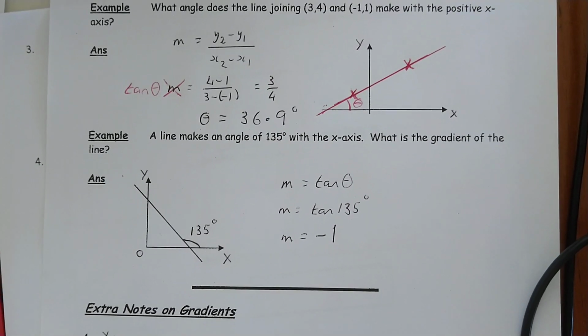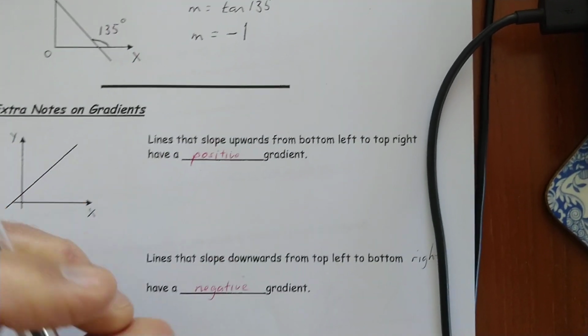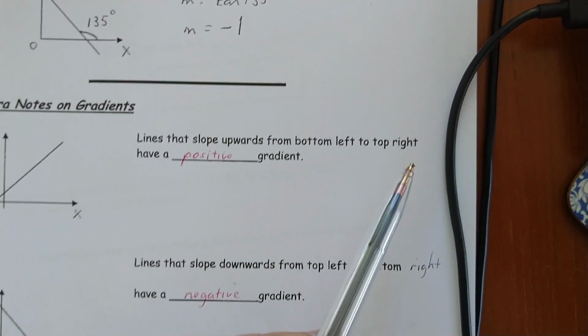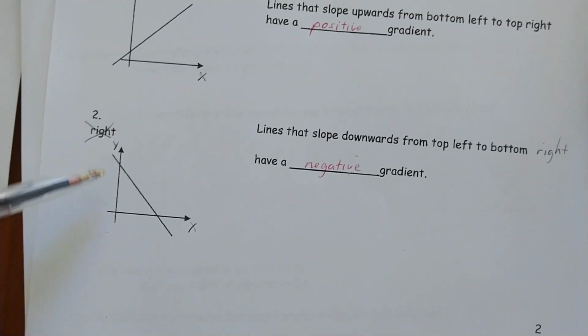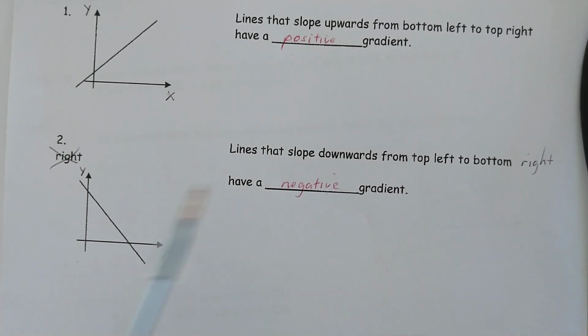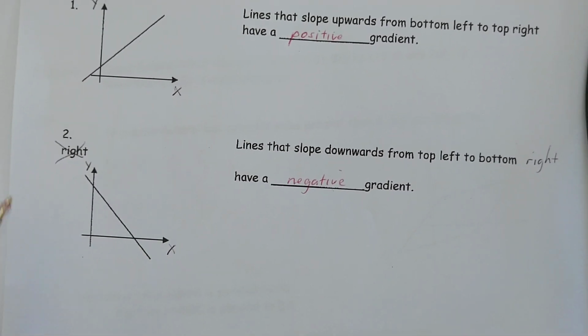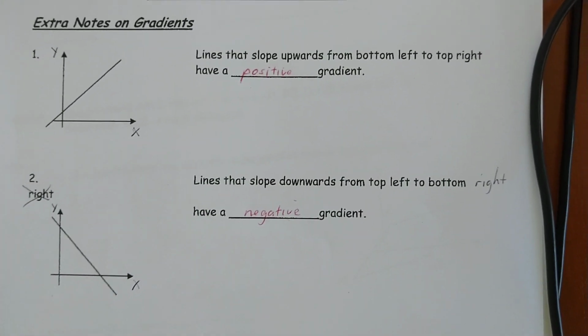Talking of positive and negative gradients, a little reminder, fill in your notes please. Lines that slope upwards from left to right have a positive gradient. Likewise, lines that slope down from top left to bottom right have a negative gradient. Something again you should know from National 5.